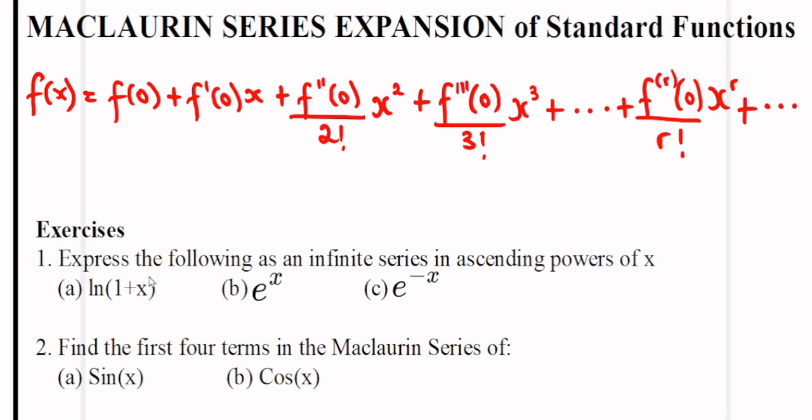Number one says, express the following as an infinite series in ascending power of x. And number two says, find the first four terms in the Maclaurin series of these two functions we have here. Now, let's start with number one. Number 1a to be precise.